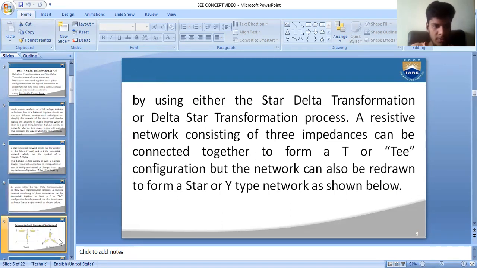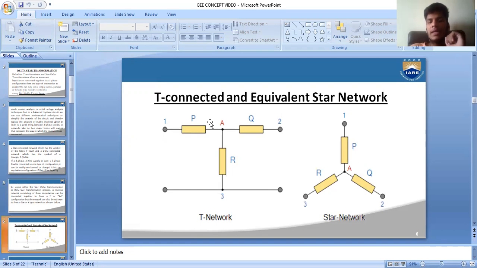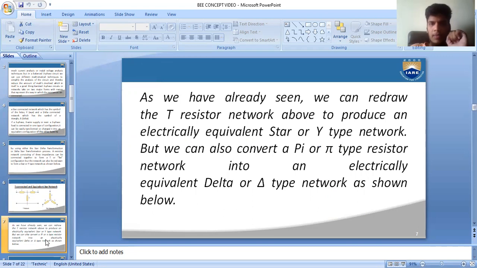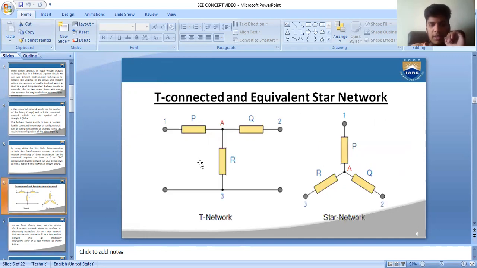Here is an image of that. This is a T connected and equivalent star network. This is called a star network, and this is a T network. As we have already seen, we can redraw the T-resistor network above to produce an electrically equivalent star or Y-type network. So this T network can be redrawn to the star network, which is star shaped.